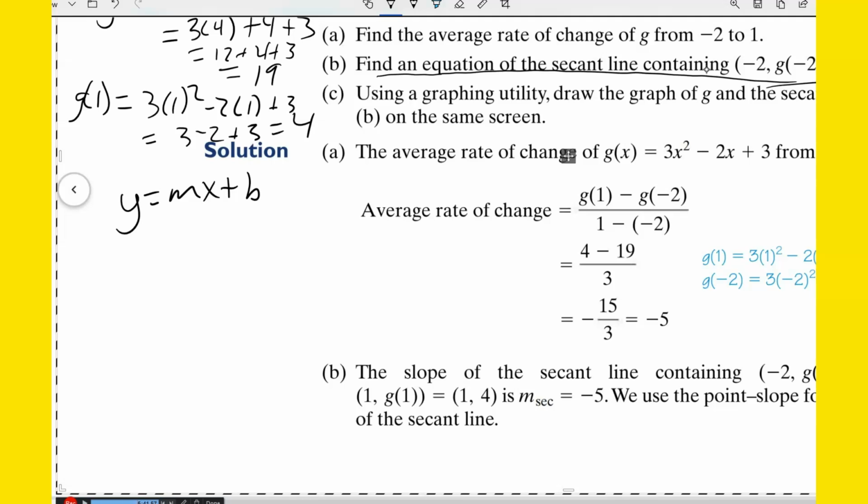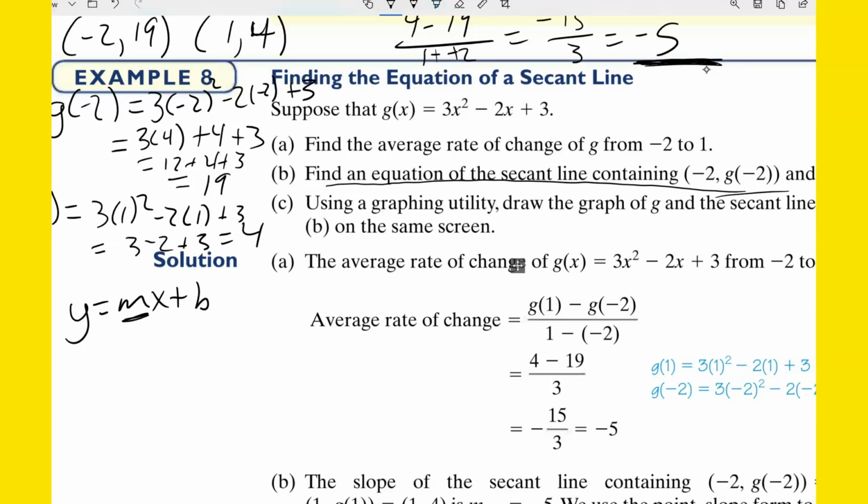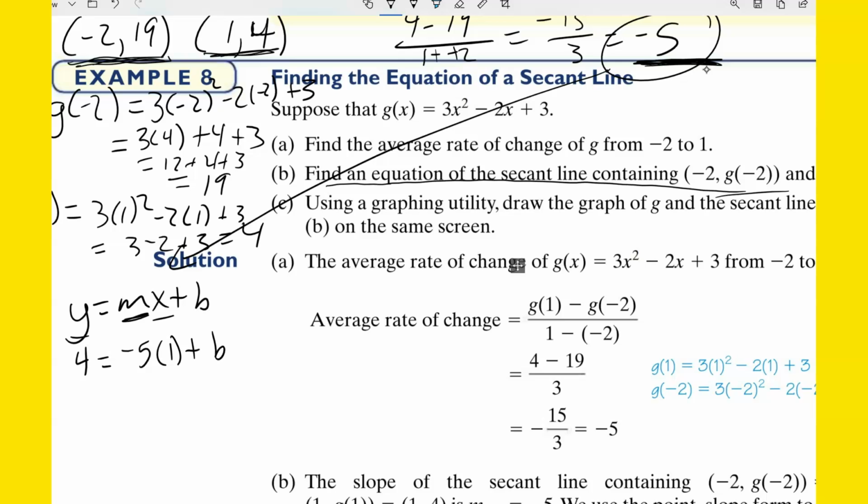And I know my m because I found it just a second ago. My m is this. That's m. What about my x and my y? Well, I just use any point on the line. So in this case, I could use -2, 19, or I could use 1, 4. I'm going to use 1, 4 because that's a little bit simpler numbers. So I put a 4 in for the y. I put the -5 in for the m. I put the 1 in for the x, and the b is the only thing I don't know. So I can solve for that.